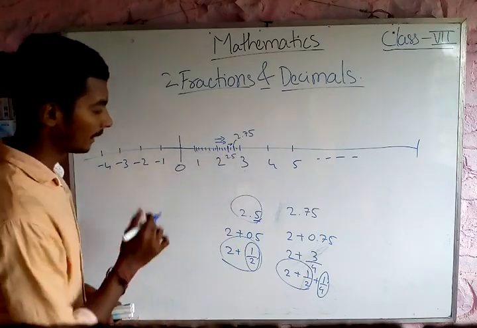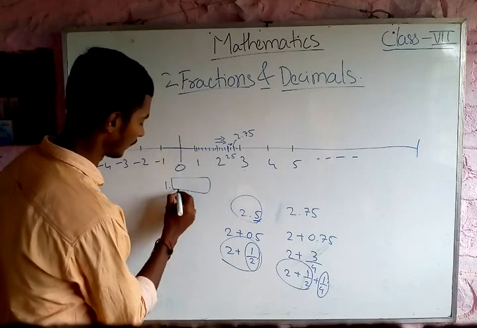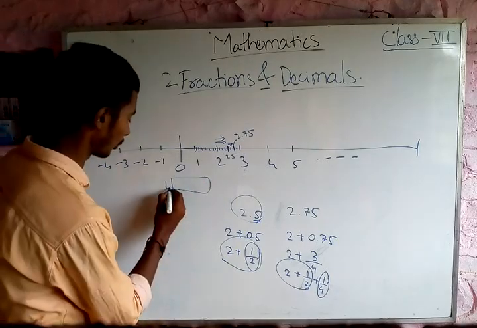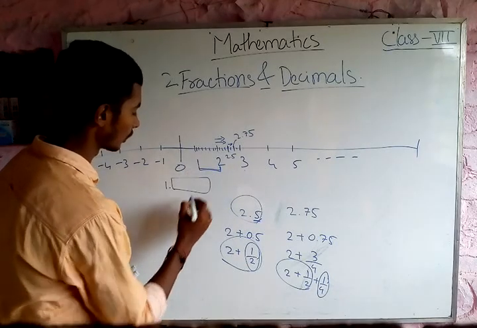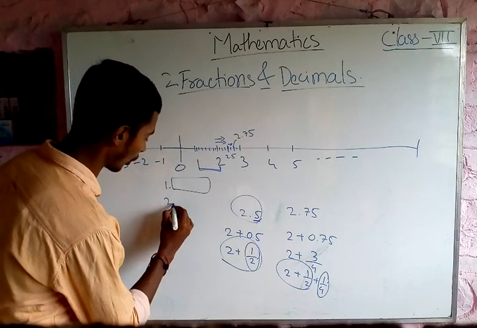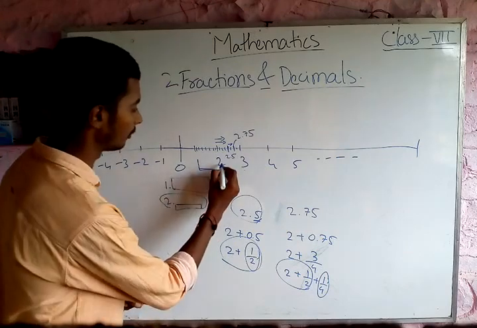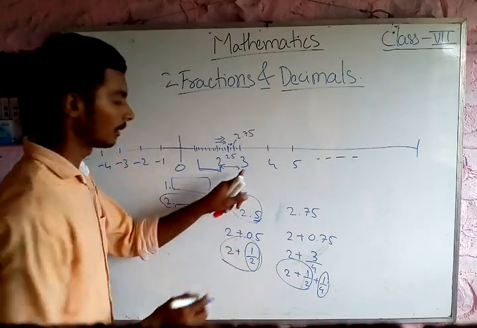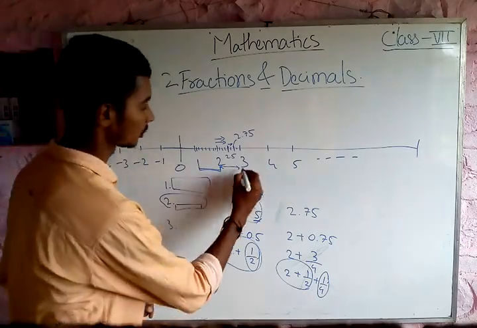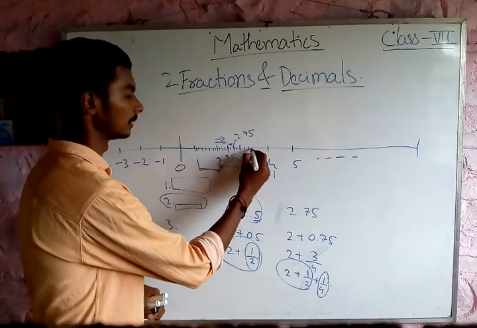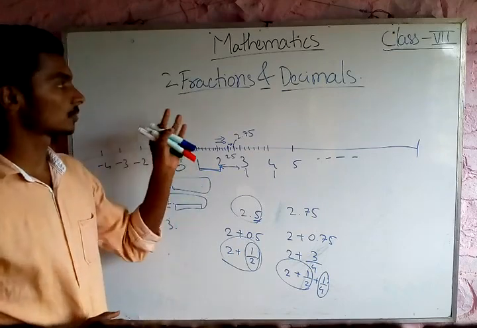See here, any number which has 1 point and any digits after the point will be represented from 1 to 2. Okay, if we have some number which is 2 point something, then it will be represented after 2, between 2 and 3. If we have 3 point, it will be more than 3, less than 4, so it will be here. So in the same way decimal numbers are represented. Okay, so this is all about this chapter, fractions and decimals.